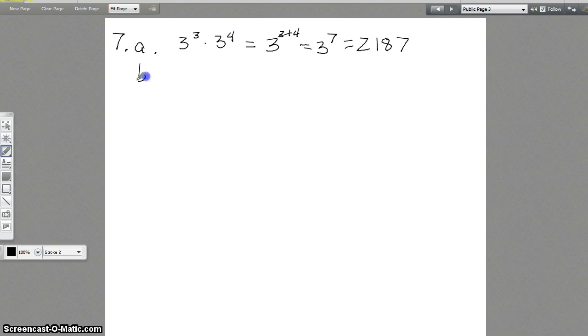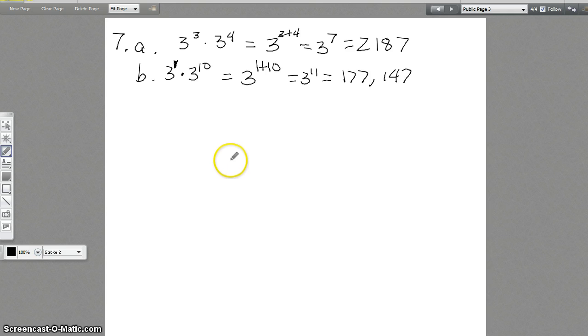Skipping down a little bit, we'll do 7b. We have 3 times 3 to the 10. Remember, anytime you have just a number with no power, it is assumed and understood that it's to the first power. So this is going to be 3 to the 1 plus 10, which is 3 to the 11th. And then we can copy the actual number value from the table of powers, which is 177,147.